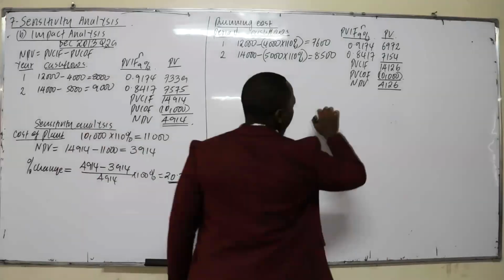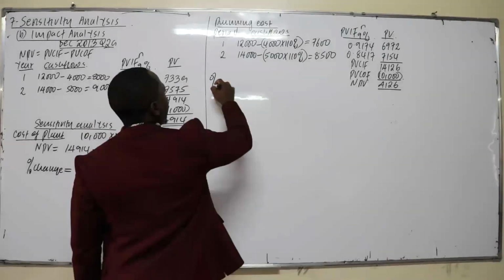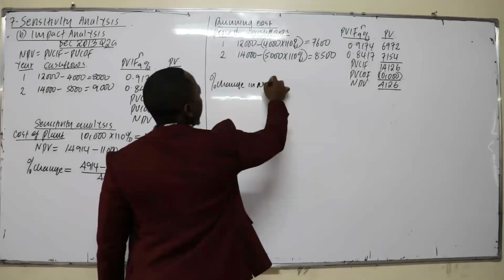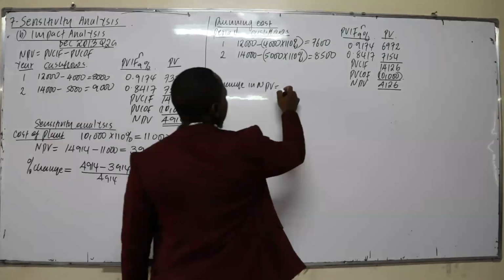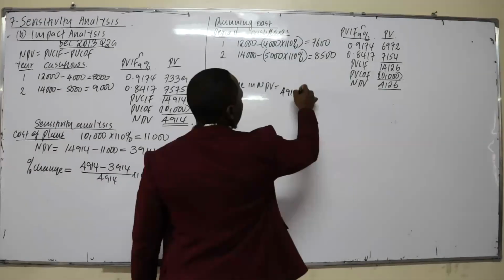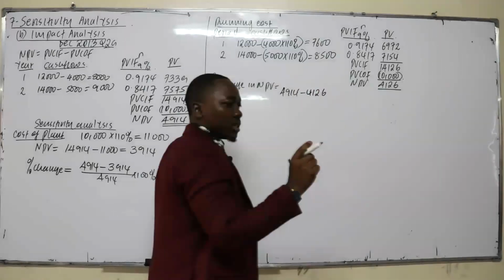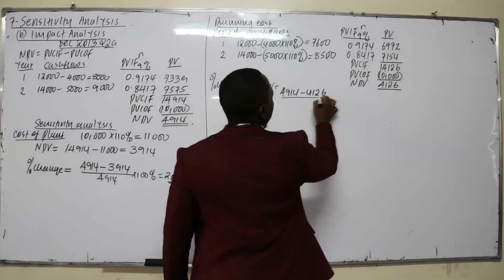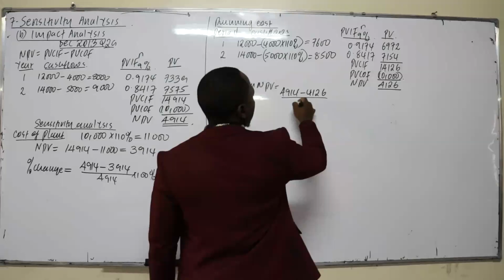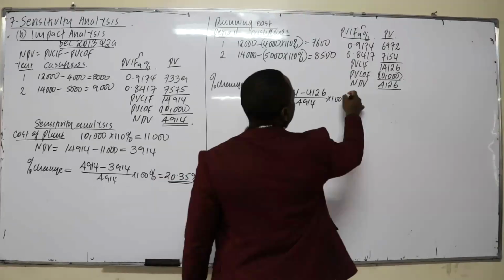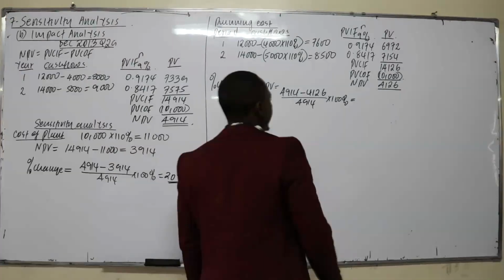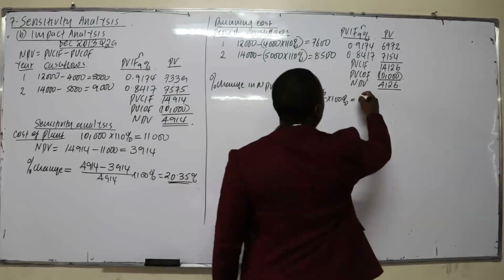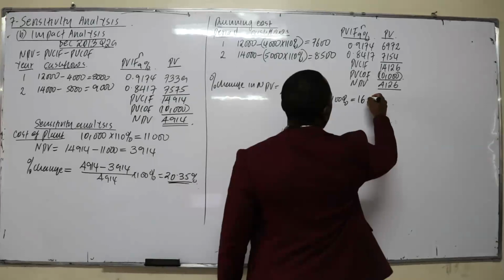Now let's compute the percentage change in NPV. The base case NPV was 4914. Now it has reduced to 4126. You get the change. Then you divide by the base case, which was 4914, times 100%. So how much is that? Sorry? 16.04%.